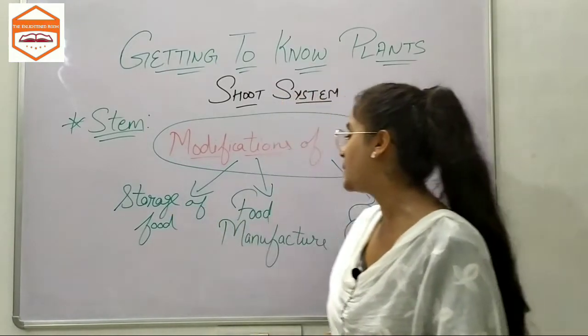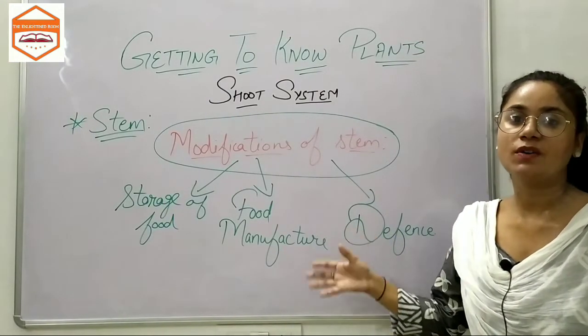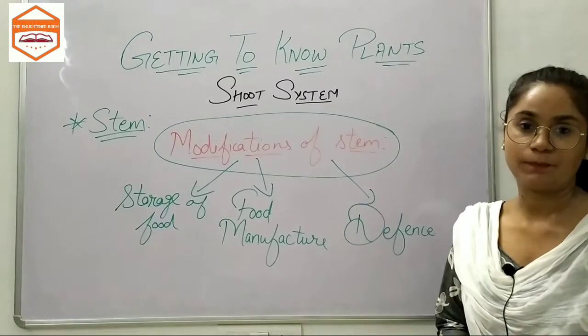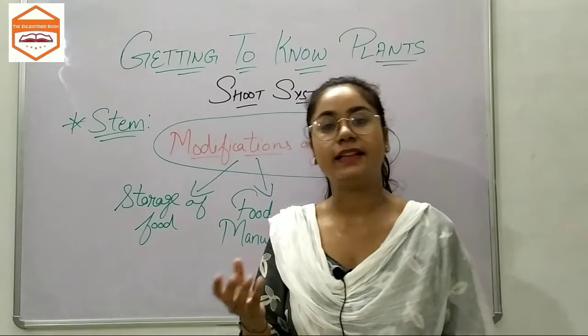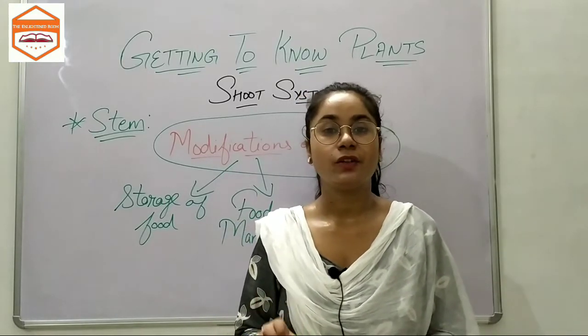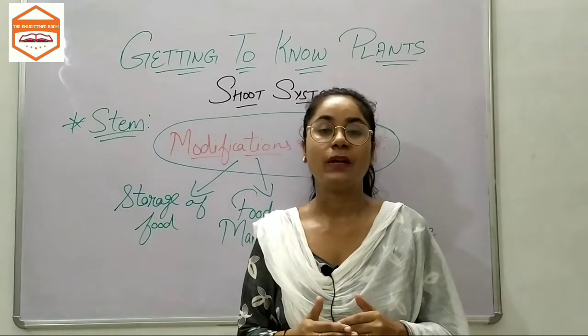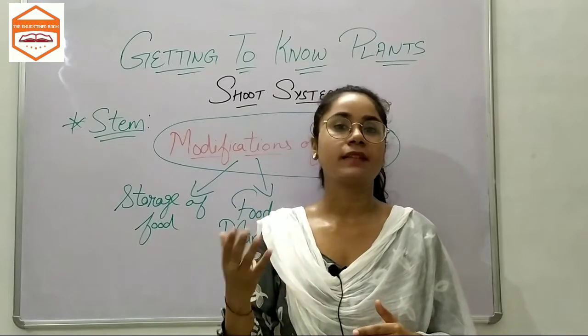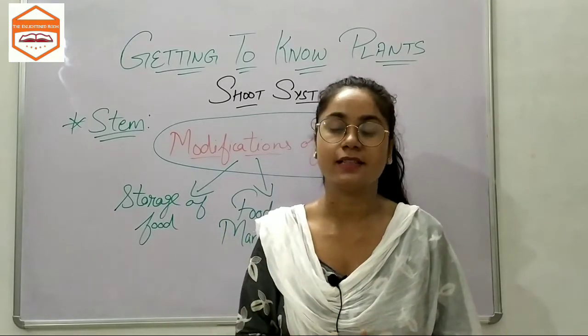Okay. Now the next point in the modification of stem is food manufacture. That means how is food prepared by stem. Now in plants like cactus, which do not have leaves, or while they have leaves, their leaves are reduced to spines to shorten the water loss. Well, most leaves create some water loss with the process of transpiration, which we will discuss later.